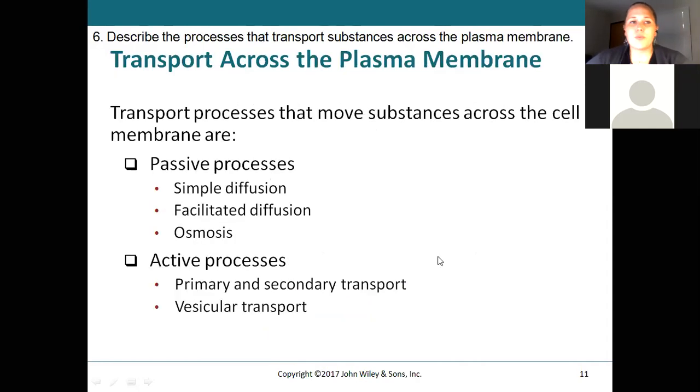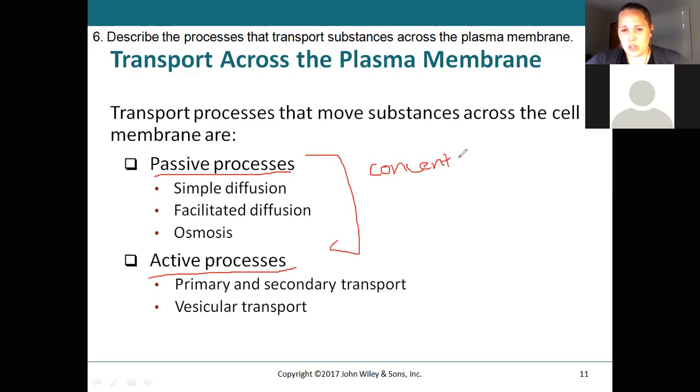Transport across the plasma membrane. The question is: describe the processes that transport substances across the plasma membrane. If we categorize all of these transport processes into two categories, they are passive and active. Those are the big categories, and each has subcategories. Passive processes are generally concentration based. They do not require energy to take place, meaning things generally move from an area of high concentration to low concentration.